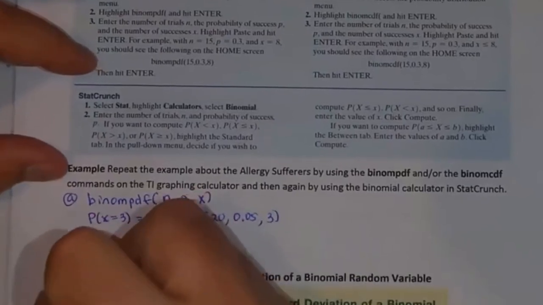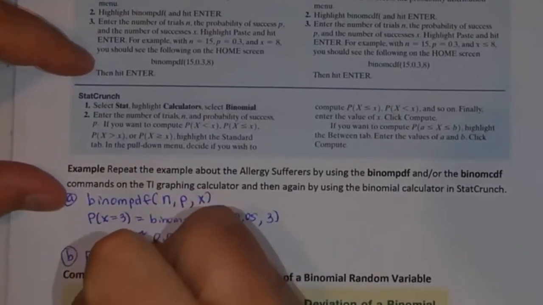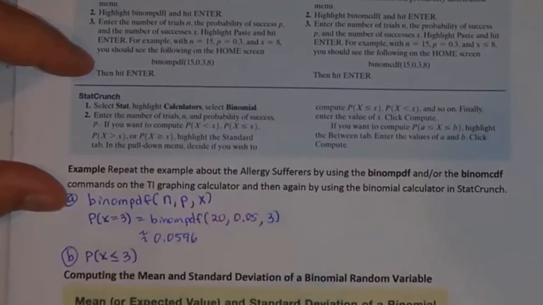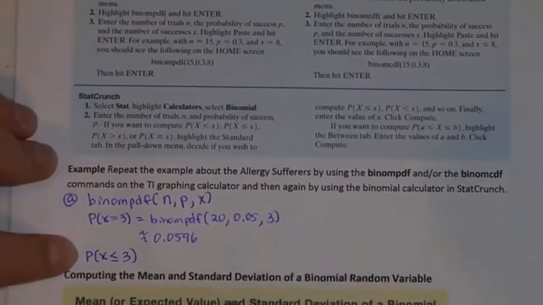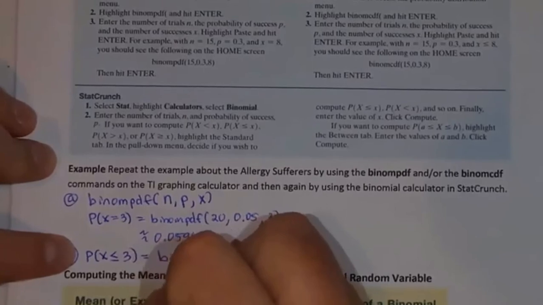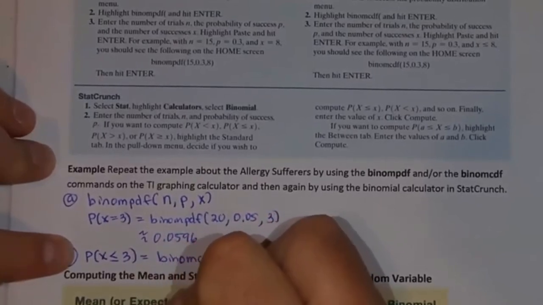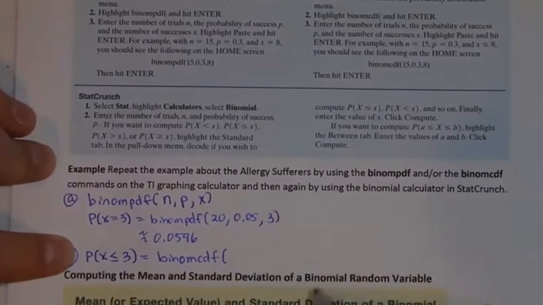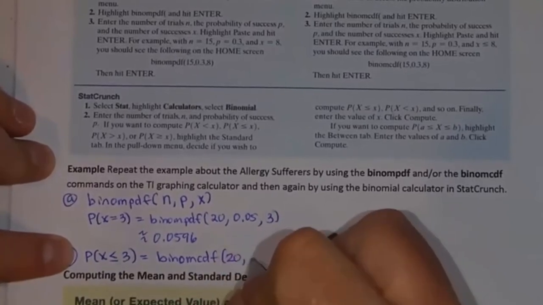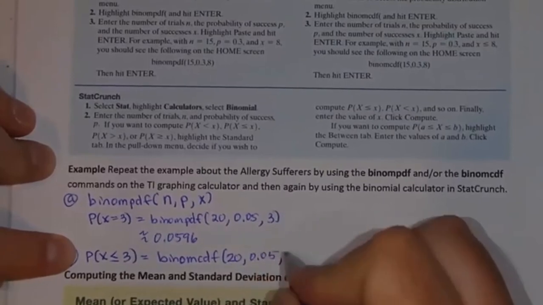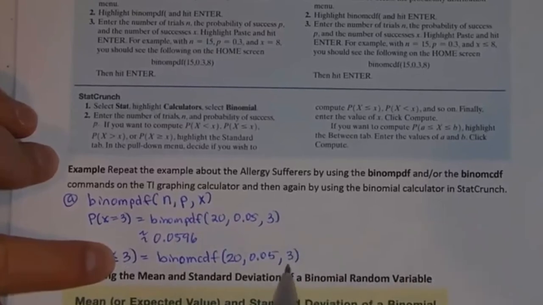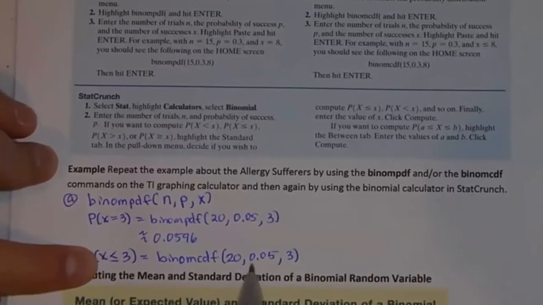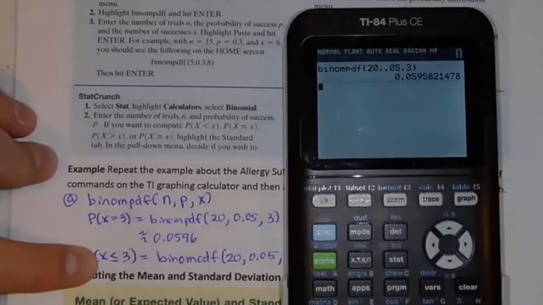Now for part B, we want to define the probability of X is less than or equal to 3. That's where the Binomial CDF command will come in handy. To find this, I'm going to choose Binomial CDF, and I'm going to use the same process. I'm going to put N, I'm going to put P, and this time I'm going to put the value of X that is the largest value. So 20, 0.05, and 3. That's going to give me the probability of 3 or fewer successes.